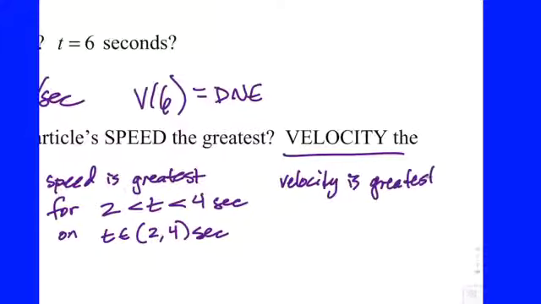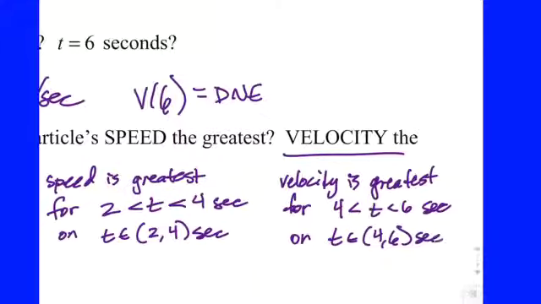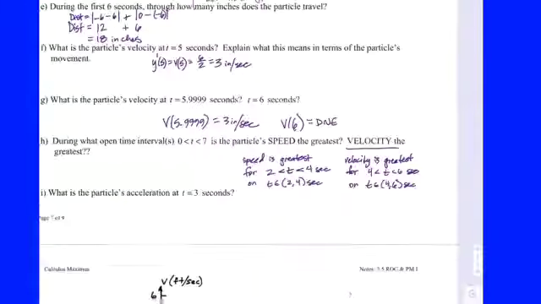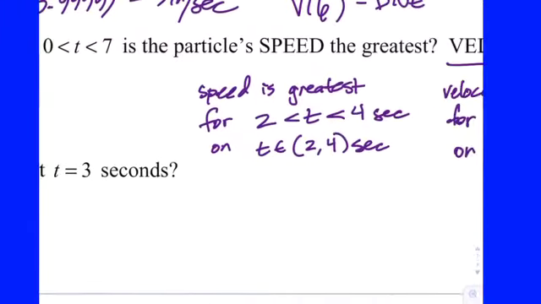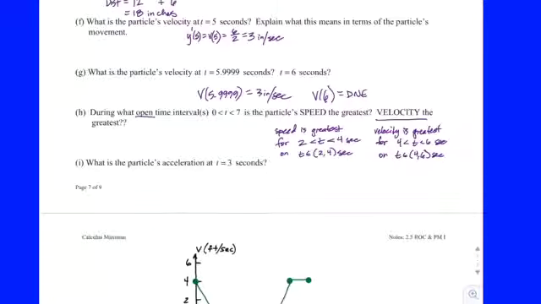And again, notice I'm labeling both pieces because we're doing more than one thing in this one part. For 4 less than t less than 6 seconds, putting units there, or on the interval t epsilon 4 to 6 seconds. There we go. And it did ask for the open interval, so that's why we don't worry about brackets or less than or equal to. Okay? So scalar versus vector.